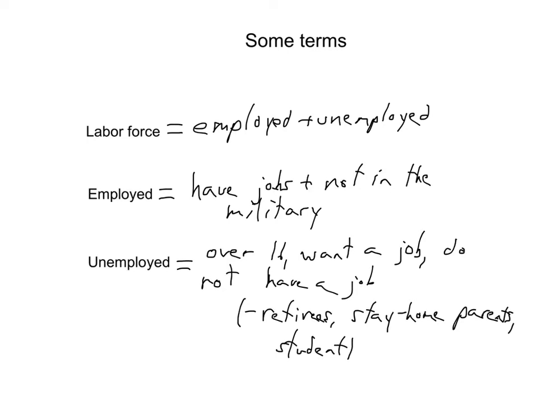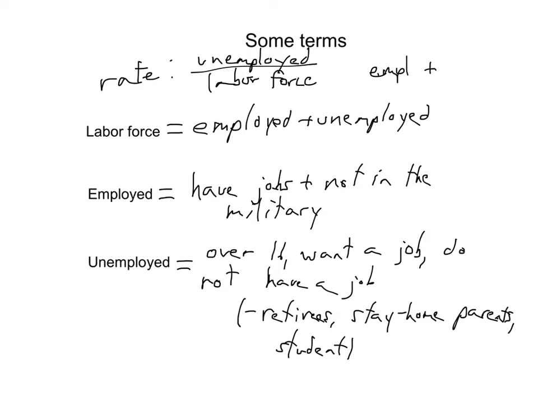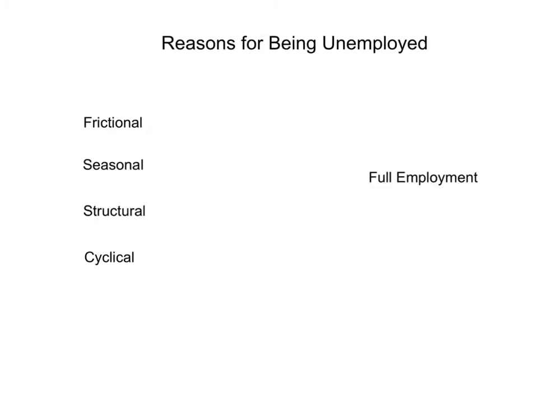Now, just to introduce one last thing, and this is a thing that many of you guys are at least somewhat familiar with, the unemployment rate. The unemployment rate is the number of unemployed people divided by the labor force, the whole labor force, not divided by the number of employed people, but divided by employed people plus unemployed people. Okay, that is the unemployment rate.